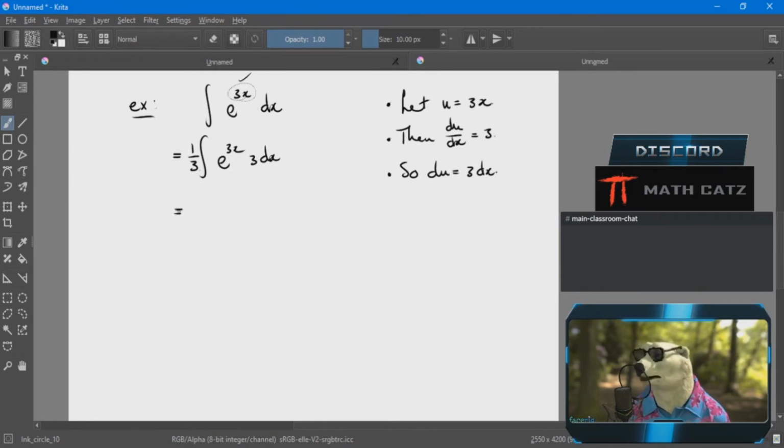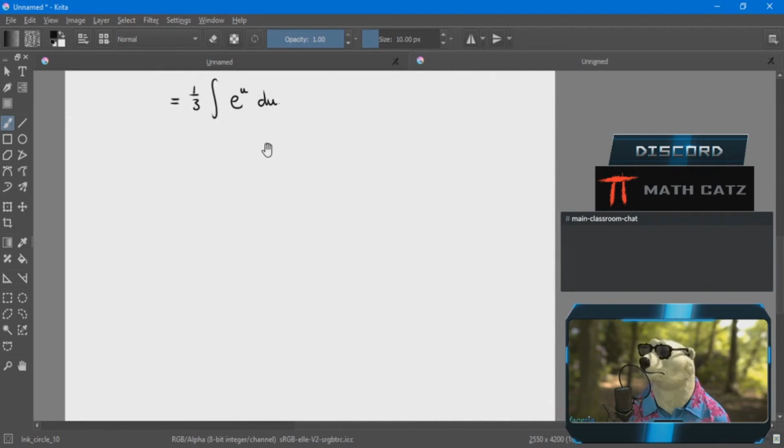Now I'm able to follow the key on the right and get rid of all the x's and bring in u's. The 1/3 I just drag with me. e to the 3x becomes e to the u. 3 and dx become du. And now this is an antiderivative question entirely in a new variable. So forget where it came from. This antiderivative with u as my variable is simply e to the u, of course, plus c.